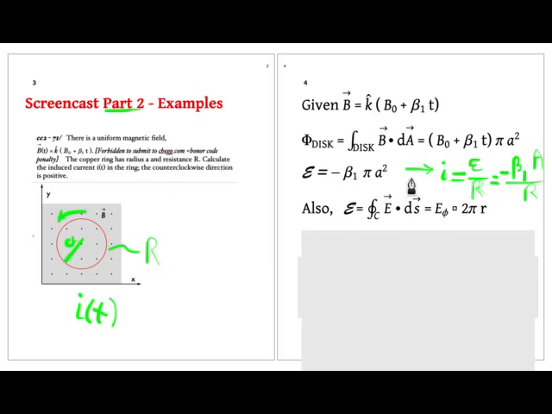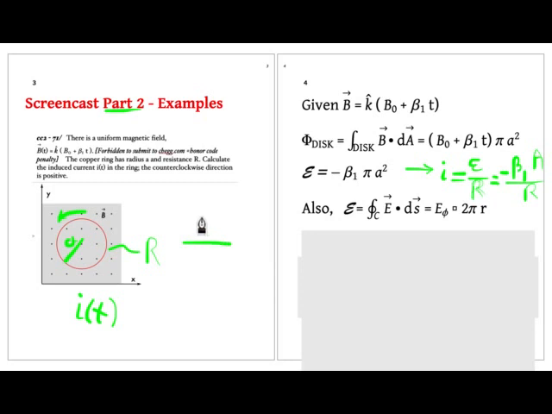Now let's look at something different. What's the electric field in this copper ring? There must be an electric field which is driving the current. Well, what is the electric field? Well, we can relate the EMF to the electric field. The EMF is the circulation of the electric field. And by the symmetry of the problem, the direction will be in the φ direction.